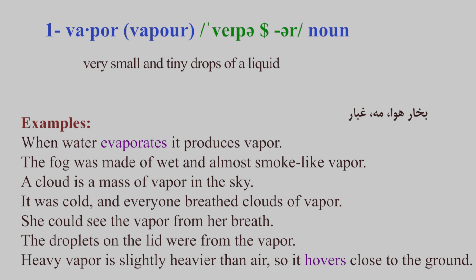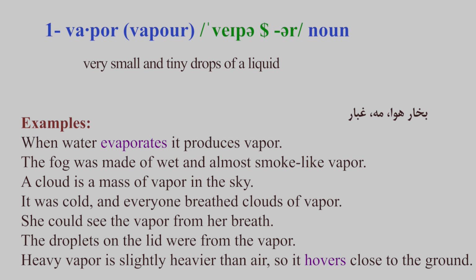The droplets on the lid were from the vapor. I think this one is totally tangible for everybody, because if you go to the kitchen and see the pot or the frying pan, when the lid is on and the water evaporates, you can see the droplets on the lid. That's it. Heavy vapor is slightly heavier than air, so it hovers close to the ground. Slightly means a bit, and hover means to stay in one place in the air. So that is a good example.